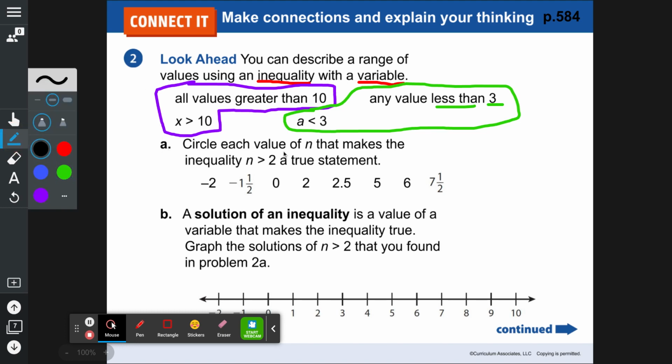Circle each value of n that makes the inequality n is greater than 2 a true statement. So any of these that are greater than, because that symbol means greater than 2. So I'm going to pause and I want you to go ahead and do that. And if there is a teacher in the room, go ahead and pause the video for a second. And I want everyone to answer 2A.